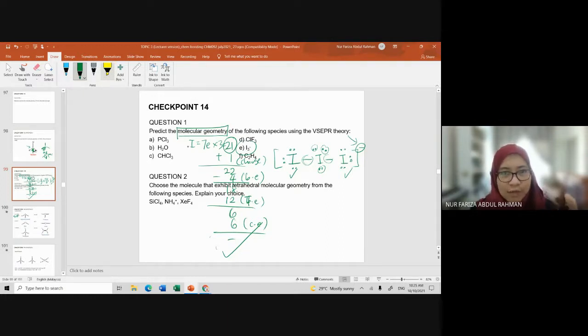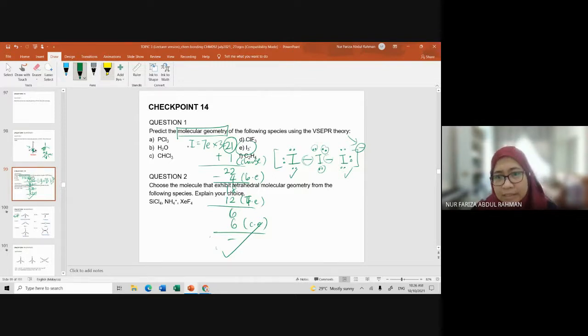Kenapa ada 10 pula ni? Because iodine is located in period 4. It can expand if needed. So in this case, the central is considered as expanded octet. So let it be. Jangan panik pula ada more than 10.